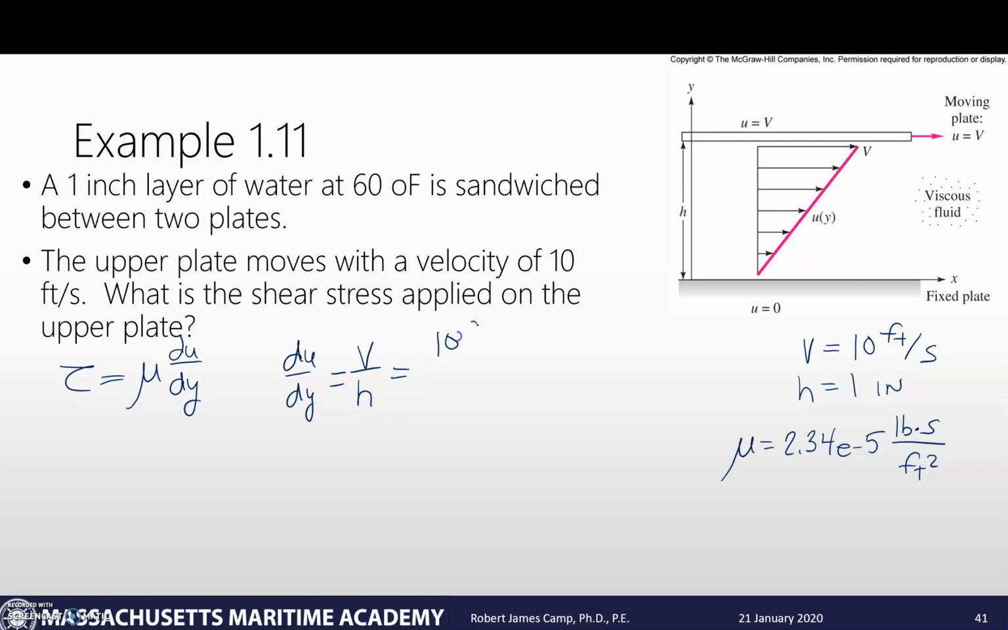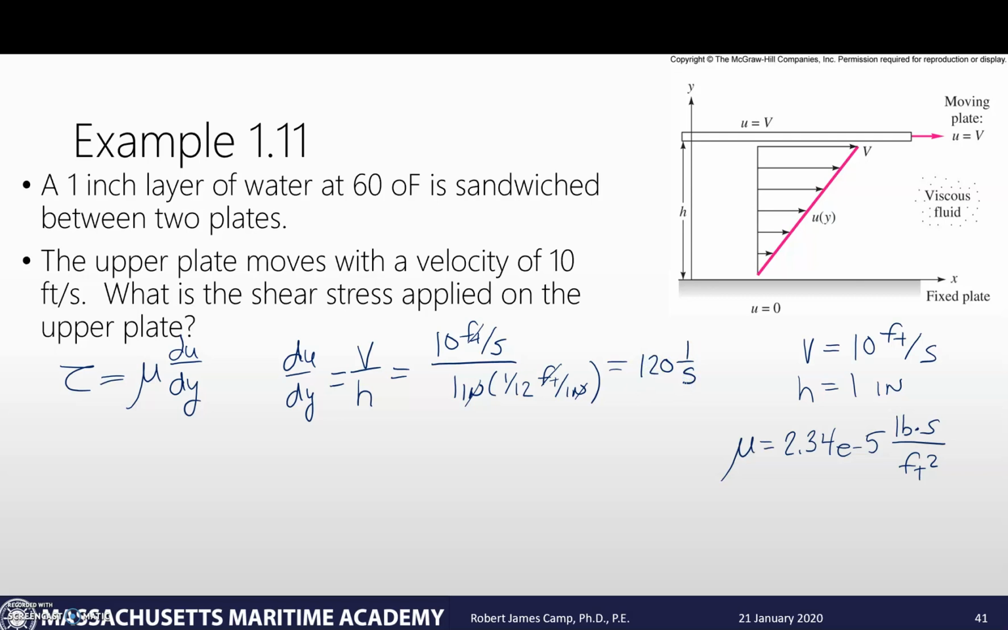So our velocity is 10 feet per second. Our gap is 1 inch. Taking a look at that, that's not going to work out correctly because we've got feet on one side, inches on the other. So let's convert everything over to feet. We're going to multiply that by 1/12 foot over inch. Now those inches cancel out, those feet cancel out, and we will end up with inverse seconds for our slope. And so what we're going to have is 120 inverse seconds.